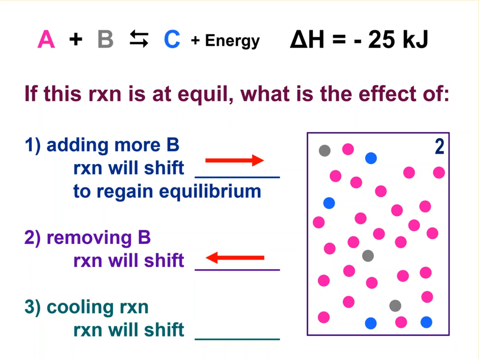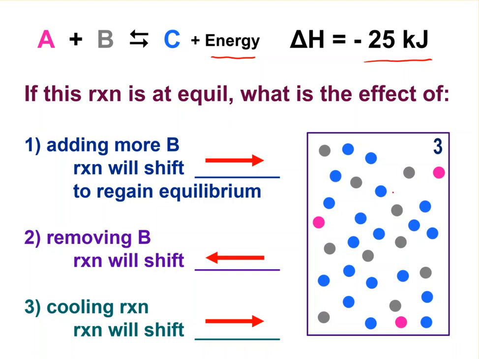Let's see, if we cool this, we need to think about whether it's endothermic or exothermic. This one's exothermic, so yes, energy is a product here, and if we cool it, it's going to try to replace that energy that we took away. So it will shift to the right, and we're going to look at our picture here, and when it shifts to the right, it's going to go more blue like the C.